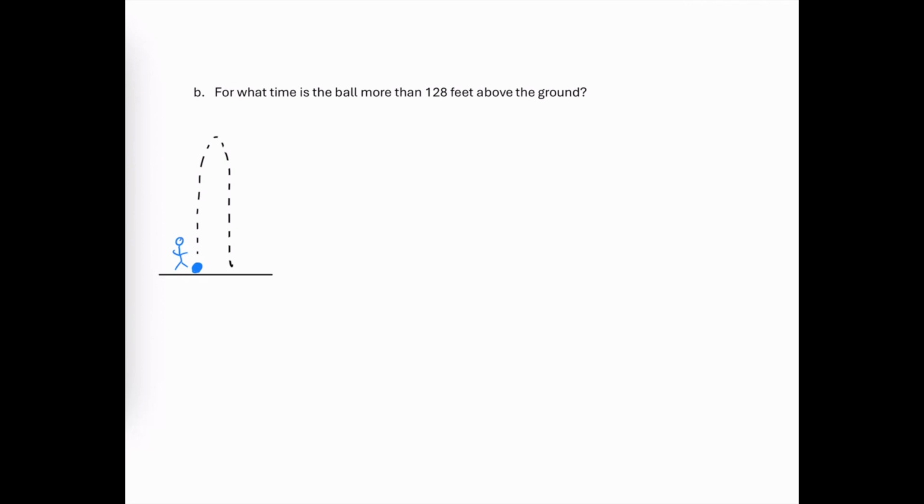In part B of this question, it asks for what time is the ball more than 128 feet above the ground. Let's bring back our concept drawing to process this question. So we know that the ball is on the ground at t equal to 0 seconds, and it strikes the ground at t equal to 6 seconds. But there's some time values at which the position is 128 feet. We need to know when the ball is at 128 feet above the ground and above.